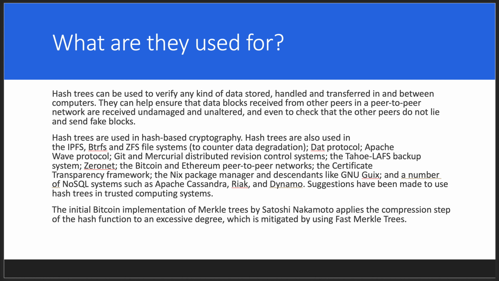Now, the initial Bitcoin implementation of Merkle trees by Satoshi applies the compression step of the hash function to an excessive degree, which is mitigated by using fast Merkle trees. So there are ways of combining this in your computer science to make this a whole lot more cool in terms of how that works.